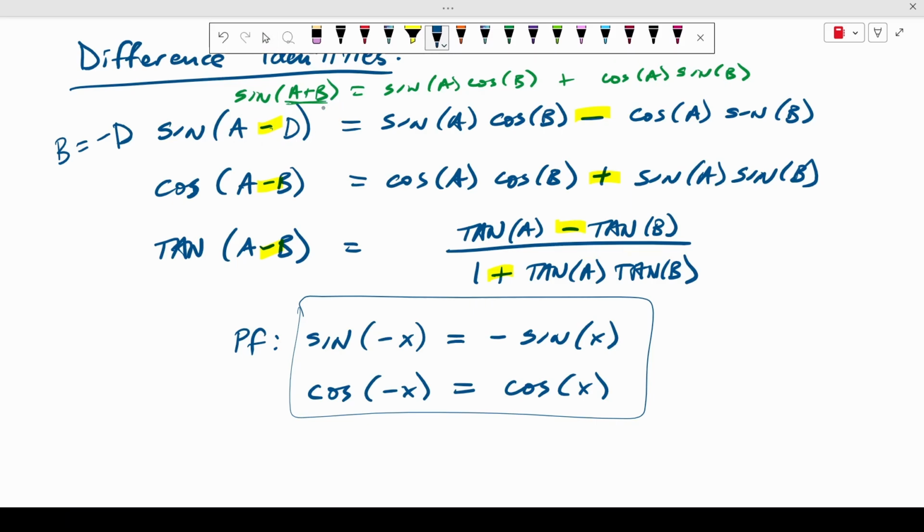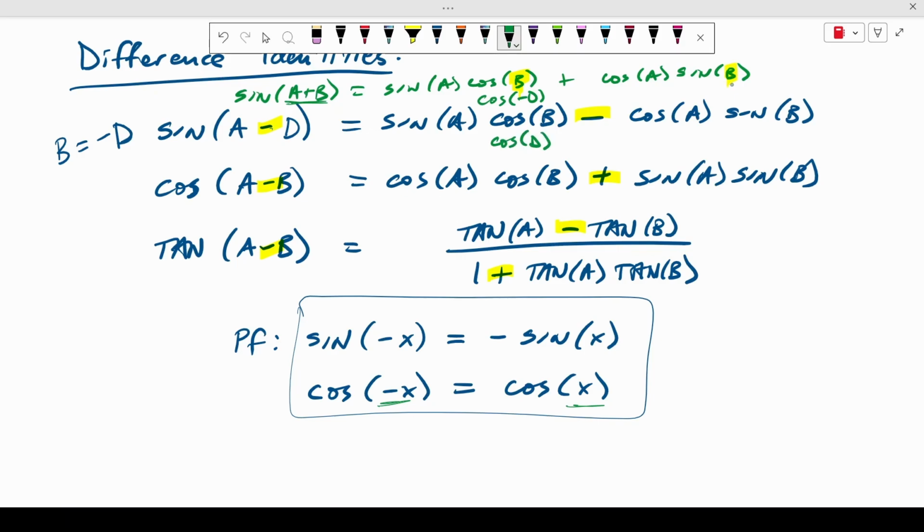Well, if I replace B with negative D everywhere, I'm going to replace this B with a negative D. I'm going to replace this B with a negative D. So I have cosine of negative D, but we have that the cosine of a negative is the same as the cosine of a positive. So this negative has no effect. It's just the same as cosine of positive D.